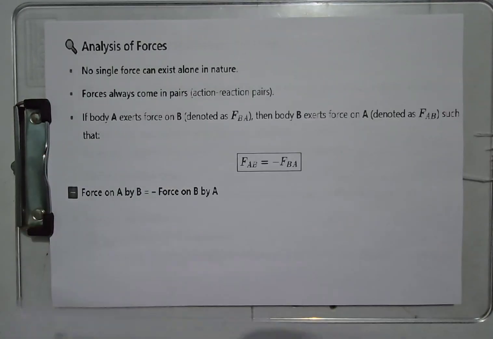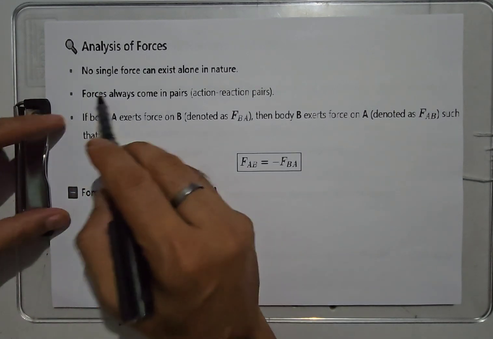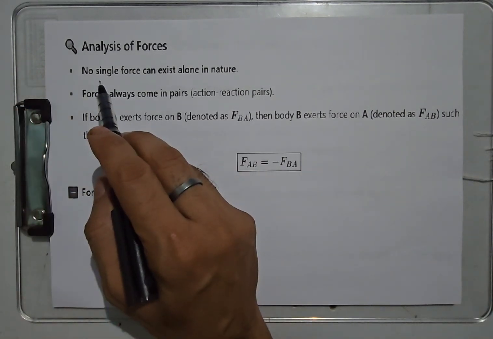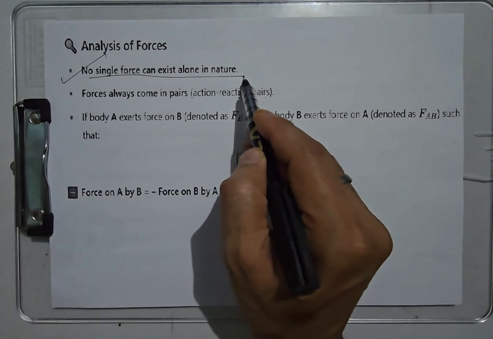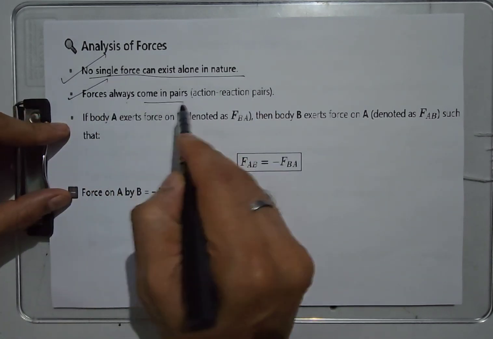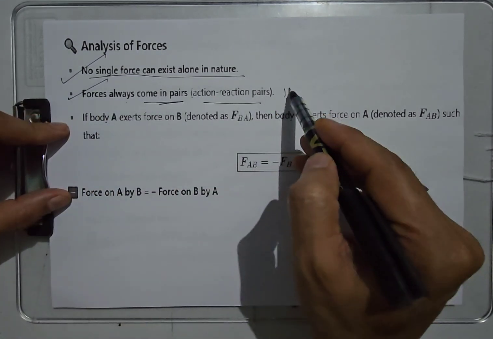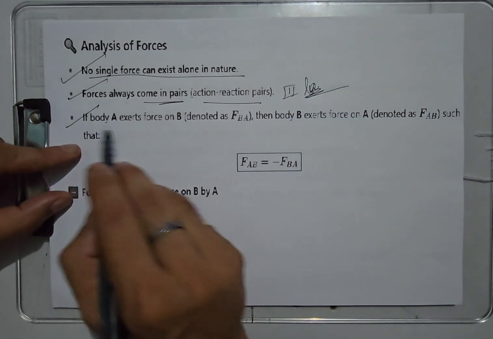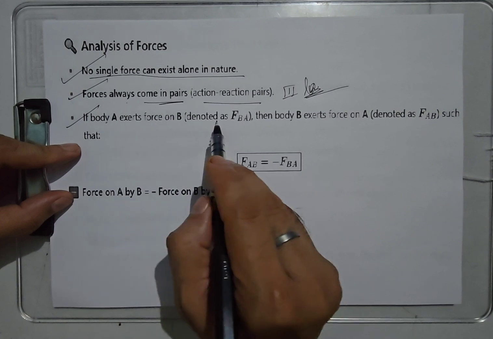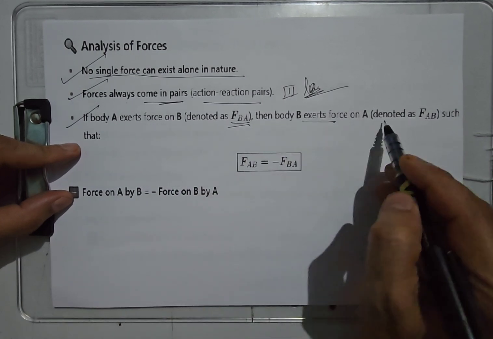Okay, next is how do you analyze the forces? Till now we have studied the forces and their analysis. First, no single force can exist in nature, as per Newton's third law. Second, forces always come in pairs, meaning action and reaction. Newton's third law is valid here. Third, if body A exerts force FBA on body B, then body B exerts force FAB on body A.